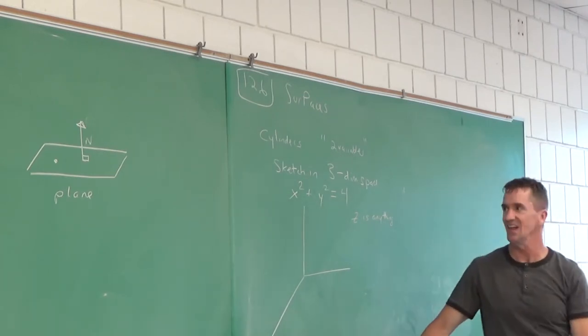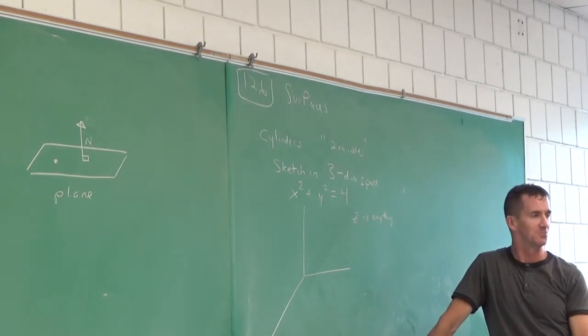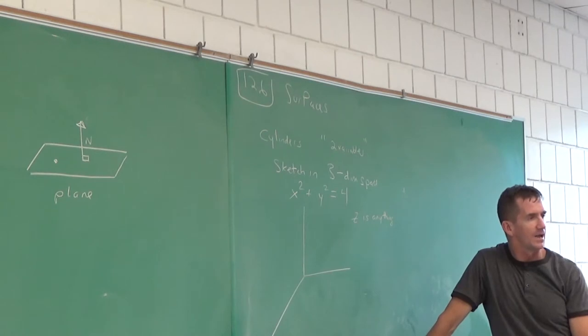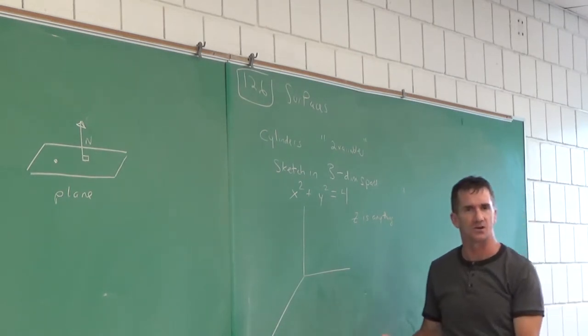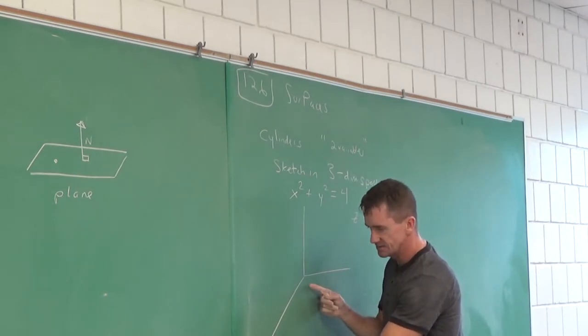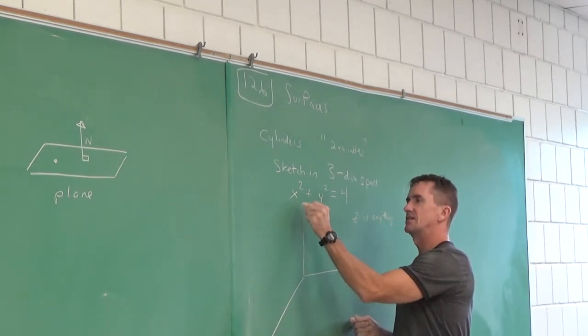I'll do that one next. I love her question. She asks, what if you're given X and Z? We'll do that one right after this. So I thought I would start with this. You're given X and Y, and we're thinking like a circle, right? What would be the radius? Two. And now here's the X axis, here's the Y axis, and there's the Z axis.